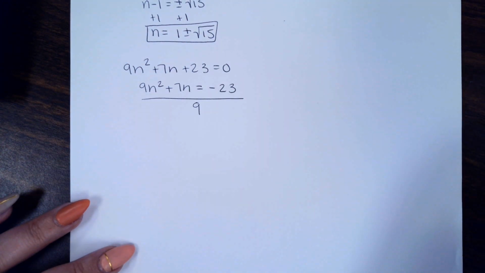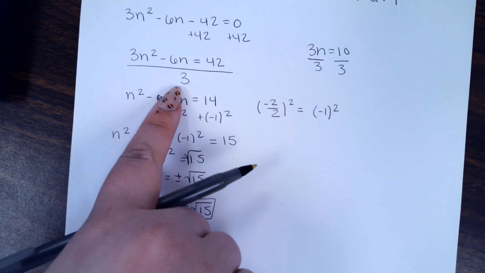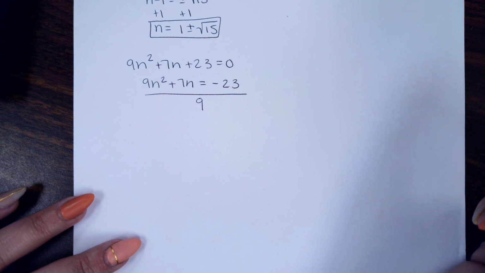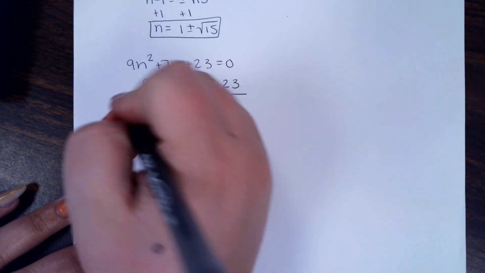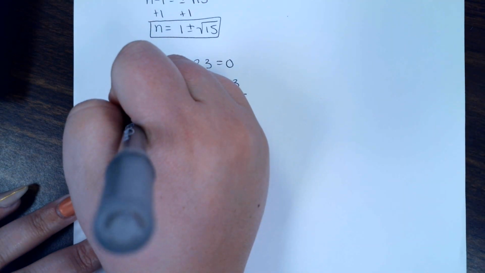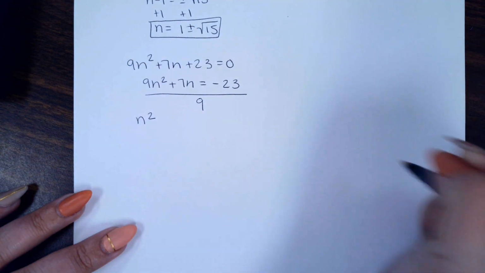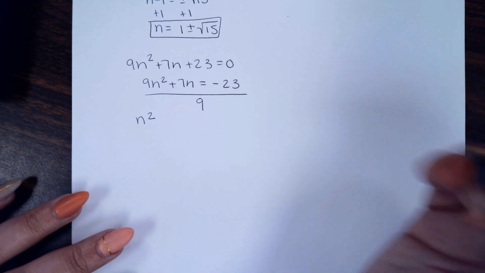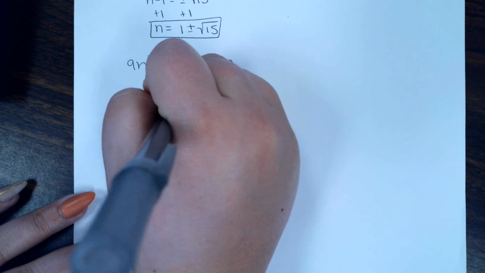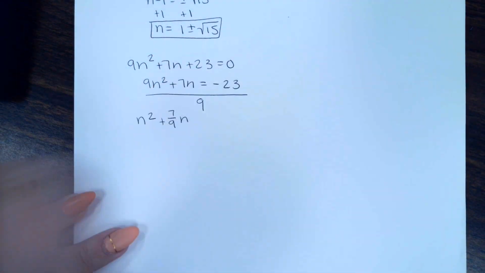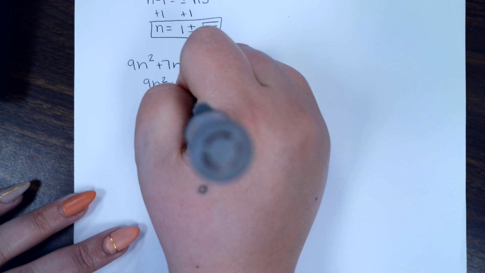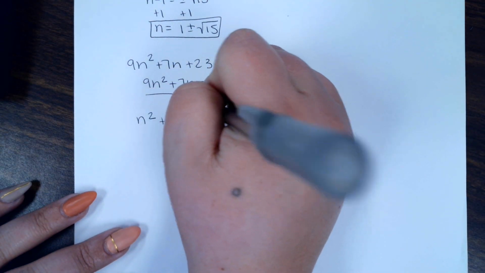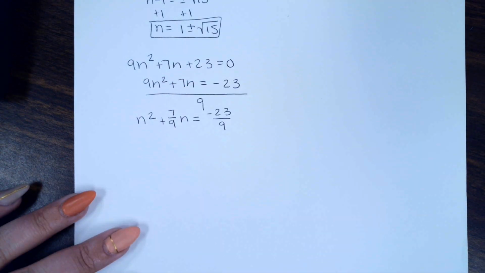You'll notice this one won't work out as nicely as this one did when we divide it. But nothing changes. We'll just have to work with a few fractions. So 9 divided by 9 gives me n squared. 7 divided by 9, we can't divide it and we can't reduce it, so we're just going to leave it as 7/9 n equals, we also can't divide 23 by 9, so we'll just leave that as -23/9.